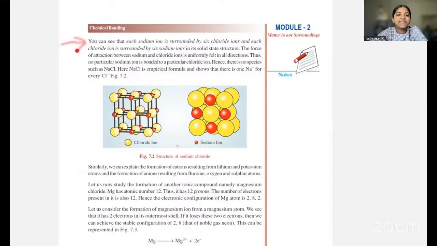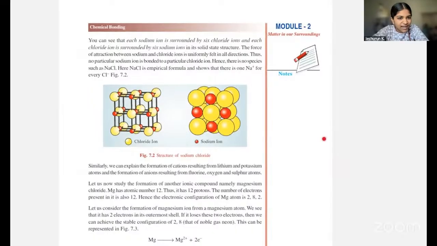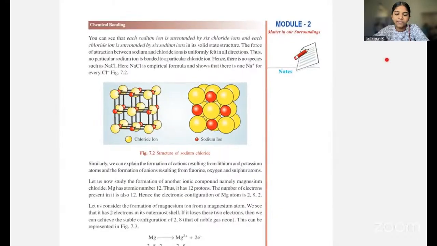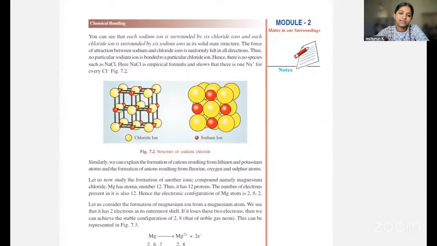You can see that each sodium ion is surrounded by 6 chloride ions, and each chloride ion is surrounded by 6 sodium ions in its solid state structure. The force of attraction between sodium and chloride ions is uniformly felt in all directions. Thus, no particular sodium ion is bonded to a particular chloride ion. Hence, there is no species such as NaCl. Here, NaCl is the empirical formula and shows that there is one Na plus for every Cl minus.